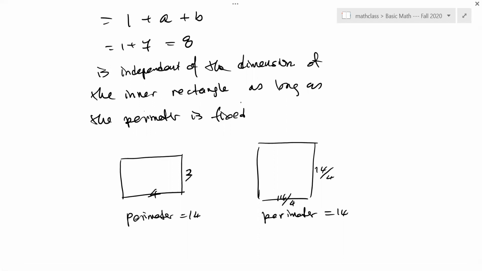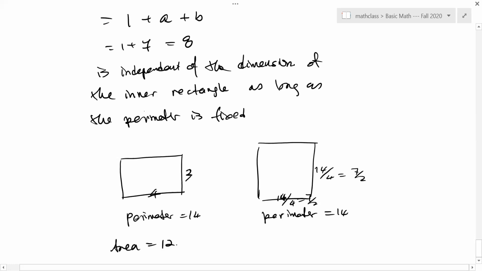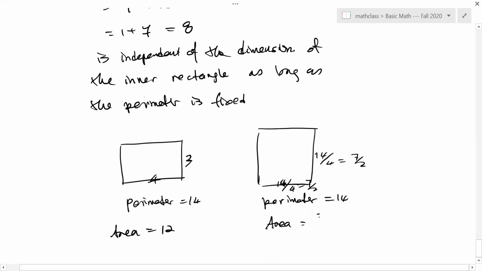So you can say, what is the area? This is 14, right? This side is 7 over 2, 7 over 2. So let's compare. The area is going to be 12, right? And this one is 7 over 2 times 7 over 2, 49 over 4. 49 over 4 is larger than 12. We can estimate. Let's take a look at 49 divided by 4. It's actually 12.25. So the area is larger.